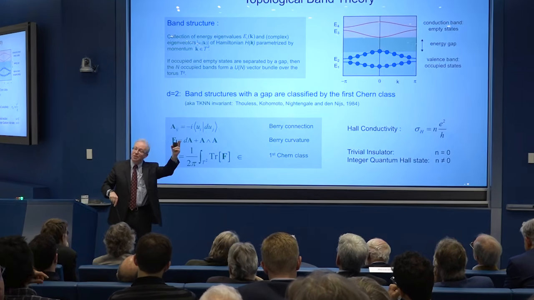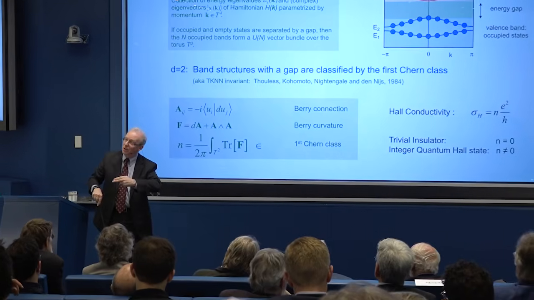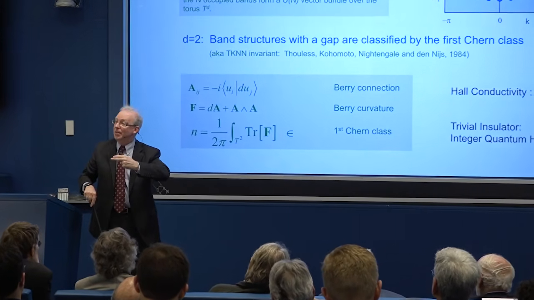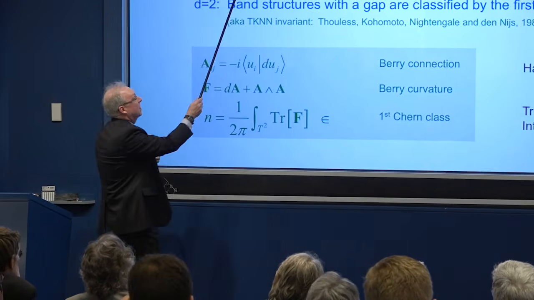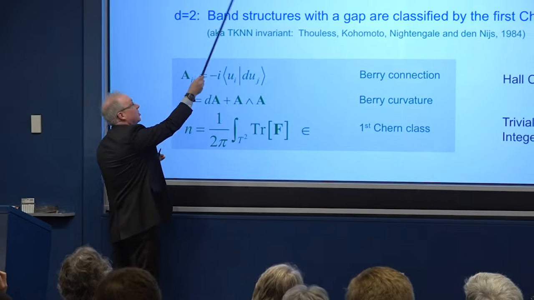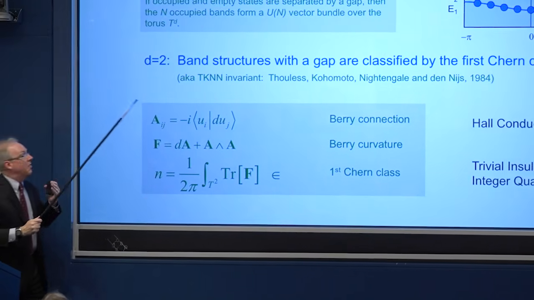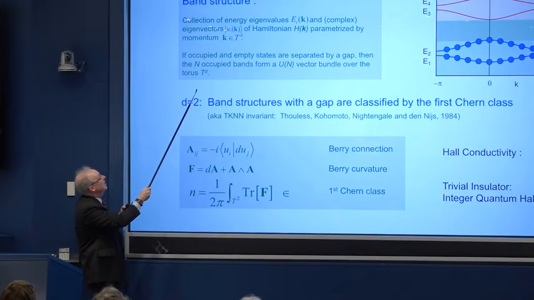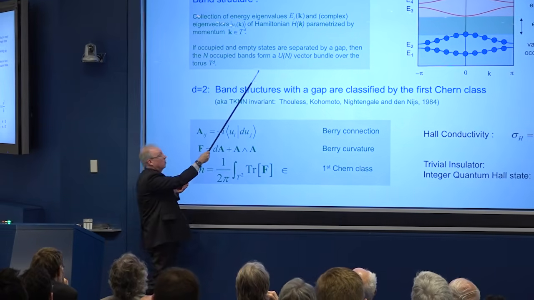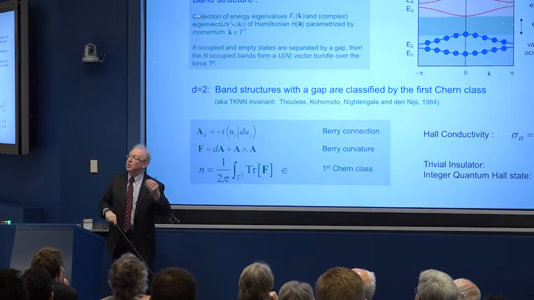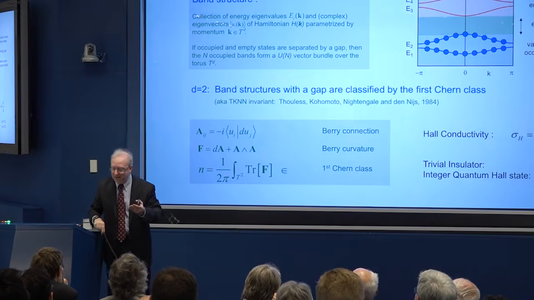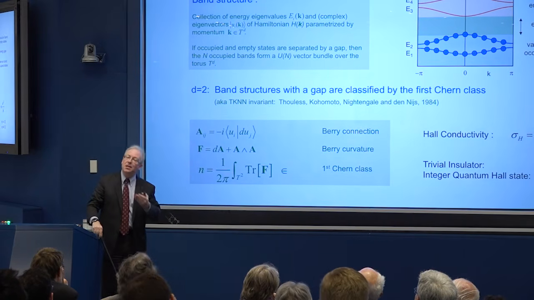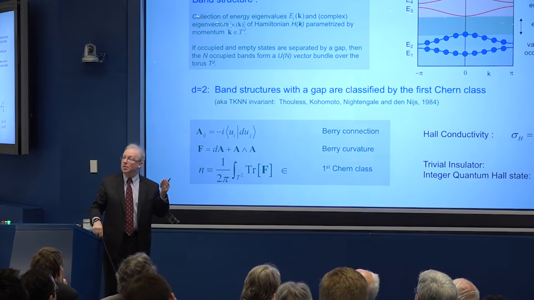They're complex vectors, okay, but the eigenvector could have any phase. And that phase can actually change as a function of k. And what that fact means is that this band structure defines a vector bundle over the torus of the Brillouin zone. Okay, and so this fact leads to the introduction of topology.